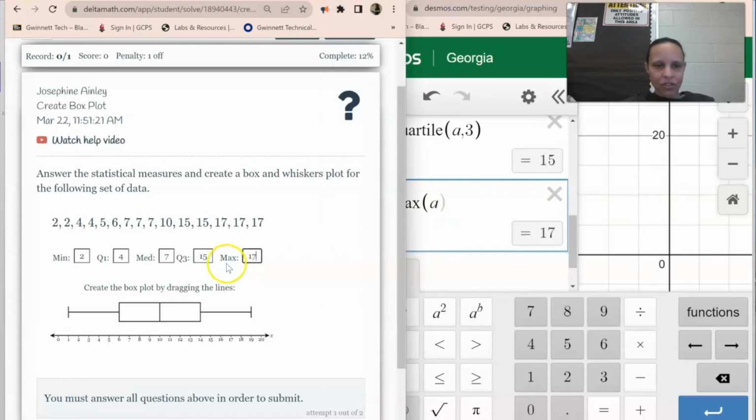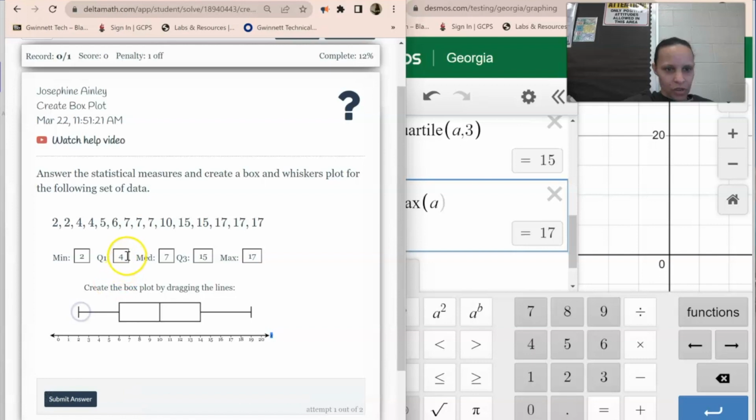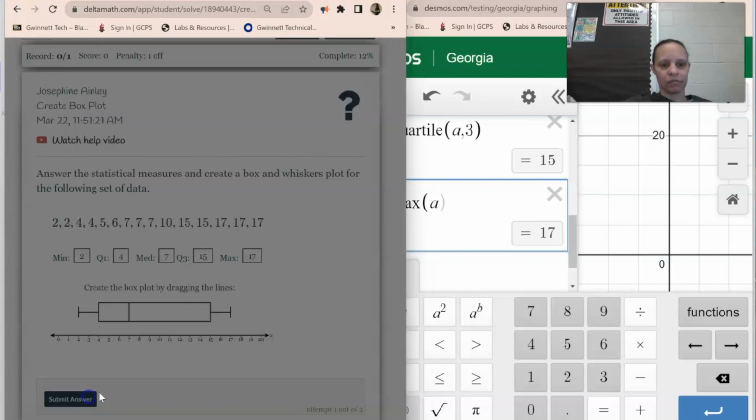Once I have that, to create the box plot, you just drag it to that. So the minimum that this can be at is 2. So drag this to 2. First quartile to 4. Median to 7. So just dragging it. 15 on quartile 3. And maximum is 17. So this is what the box plot looks like.